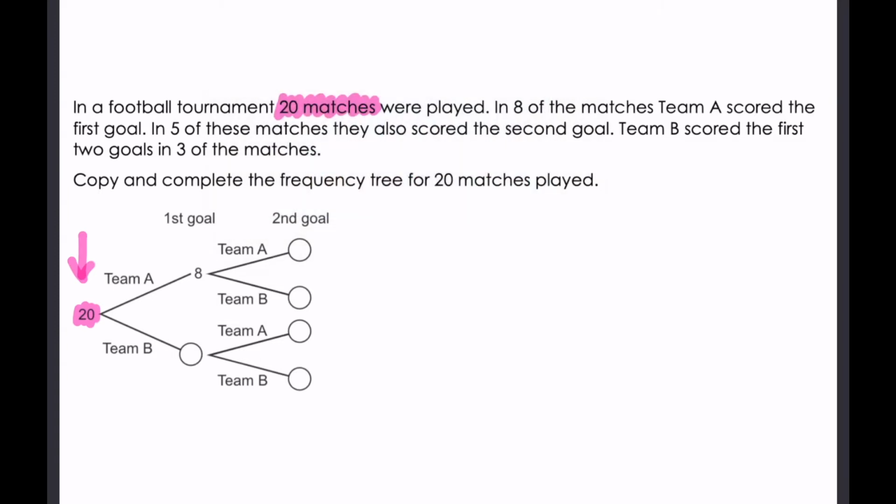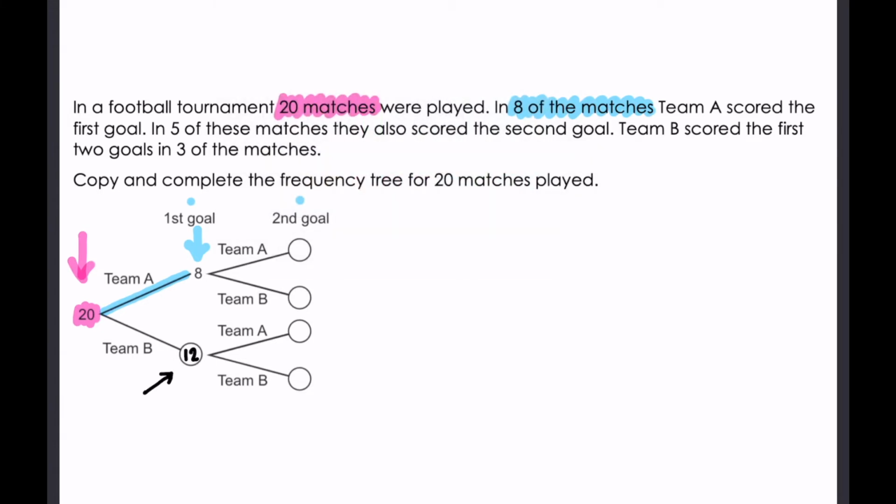It says in 8 of the matches, Team A scored the first goal. So here's first goal, here's second goal. So Team A scored the first goal. So that is where that 8 comes from in my frequency tree. Now, if 8 of the goals were scored by Team A, then what would I be able to fill in over here for my unknown for Team B? I would say 20 minus 8. So that would give me 12 matches where the team scored the first goal.